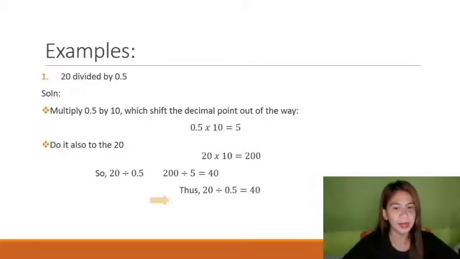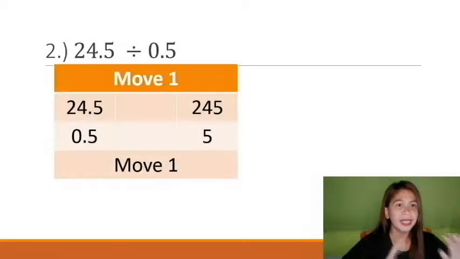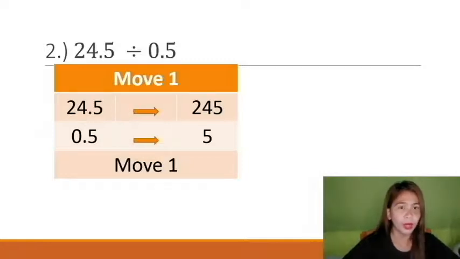Second example. 24.5 divided by 0.5. Our goal is to make the divisor a whole number. So, which one is the divisor here, 24.5 or 0.5?